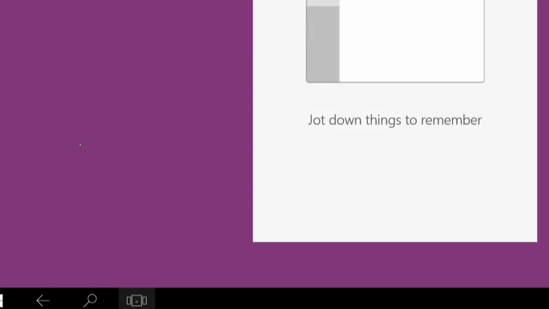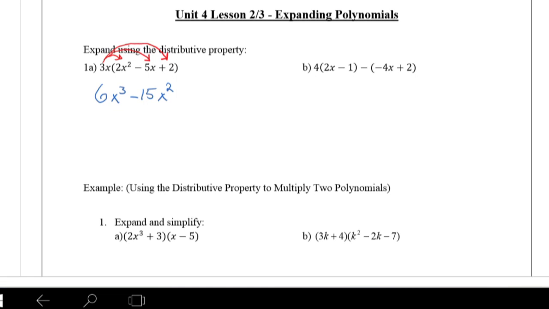Oh my goodness, touch screen needs to be shut off.